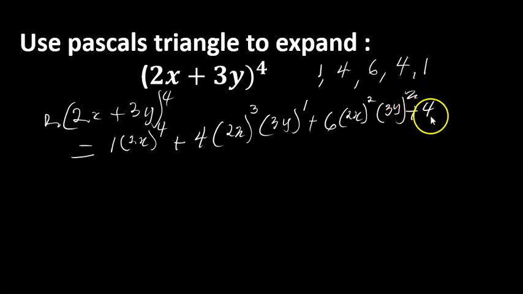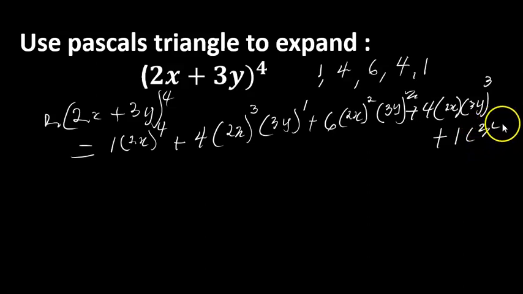Plus 4 now into my 2x, which will be raised to the power of 1, while my 3y will be raised to the power of 3. Now finally, plus 1 is the last coefficient. My 2x is raised to power 0, which is already 1, times my 3y, which will now be raised to the power of 4. So this is now the same thing as 2x raised to power 4, that's 2 raised to power 4, that's 2 times 2 times 2 times 2, that's 16.